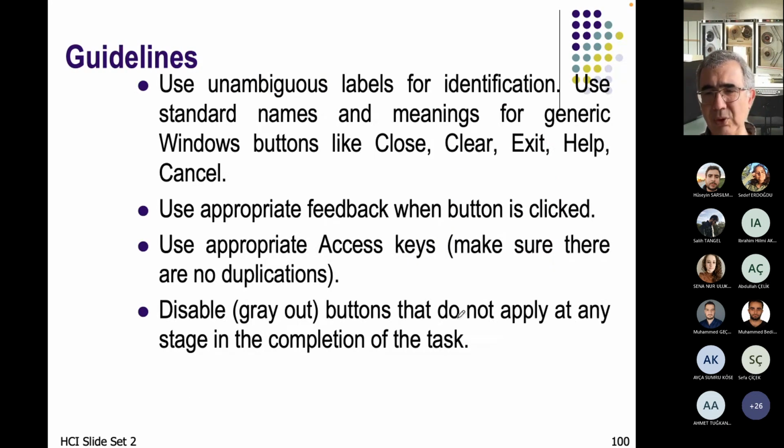So the guideline is to use unambiguous labels for identification. Use standard names and meanings for generic buttons like Close, Clear, Exit, Help. They should be meaningful for the application. Use feedback when the button is clicked. Do not erase the window completely. Make the button go down first, then do the action. So the button should contain visible feedback. Use access keys and speed equivalents for power users, and disable buttons that do not apply at any stage for completion of the task.